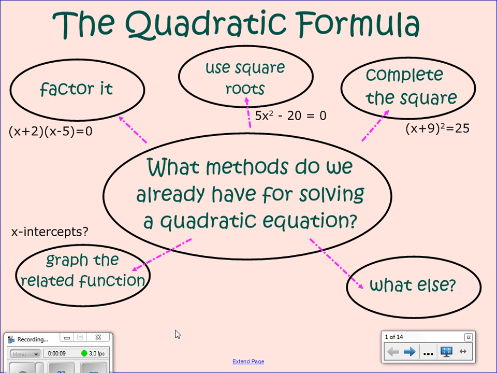All right, today we're looking at the quadratic formula. The reason we're looking at it is because so far we've learned several different methods. However, each one has its strengths and each one has its drawbacks.